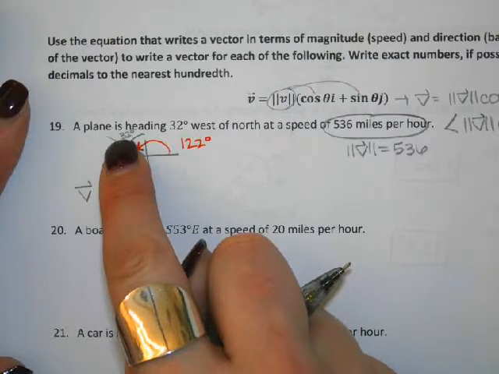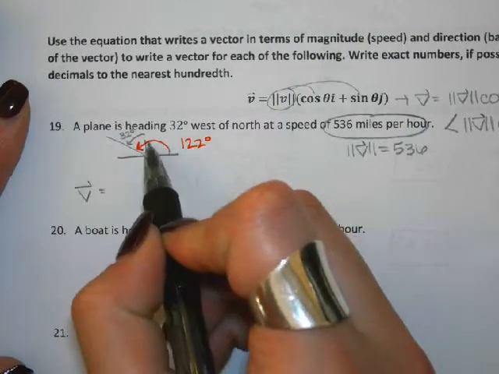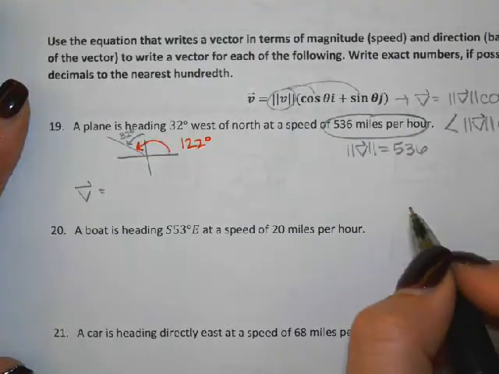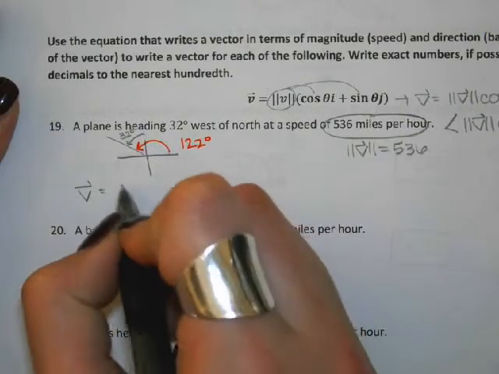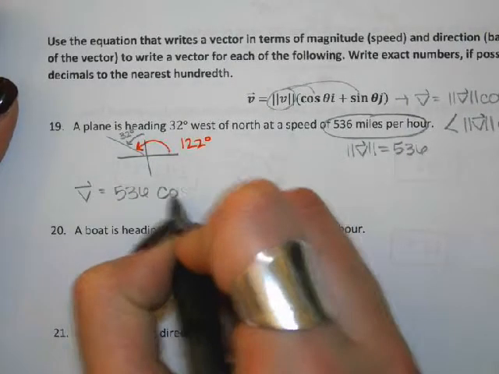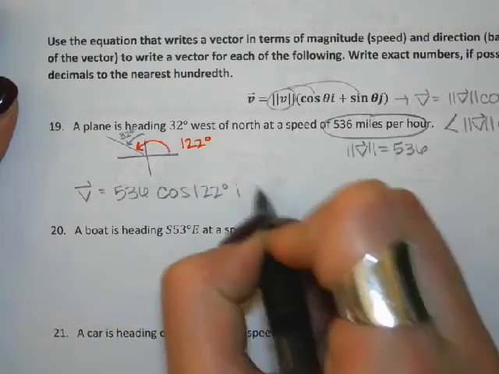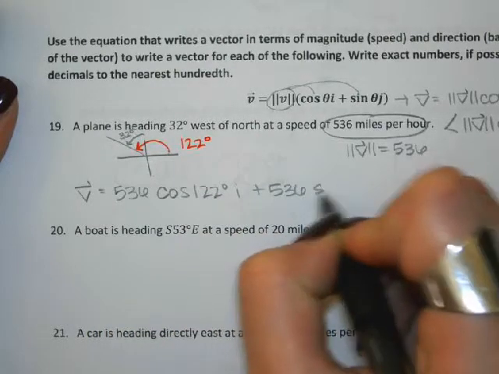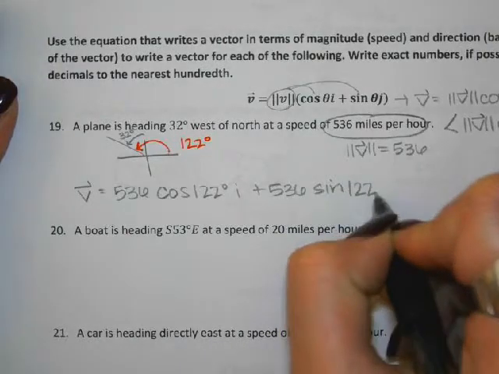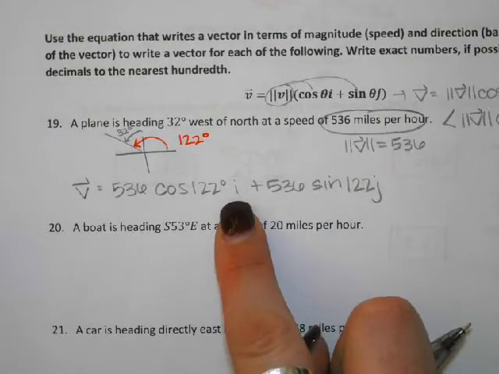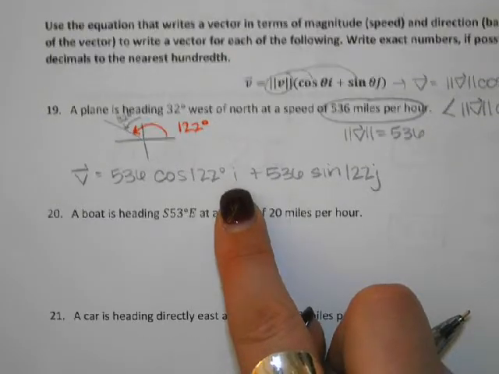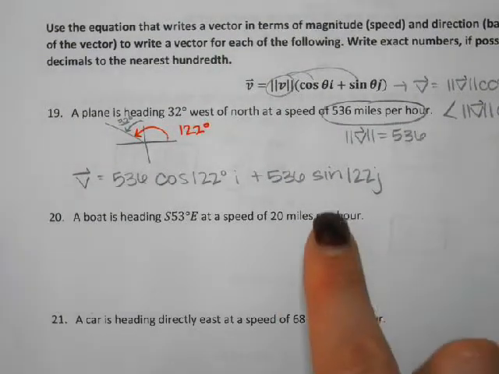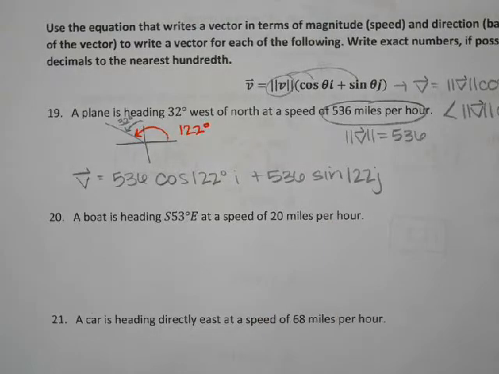So if we want to write the vector, we said that this part right here was 32, so we took 90 for the first quadrant and we added 32. So we would say the magnitude is 536, so 536 times cos of the angle plus 536 times sine of the angle. And you could either put the i's and the j's, or you could put a comma in between and put it in that component form. So whichever way you do it is totally fine. And then that would be the exact answer, because I'm not rounding anything. It's not very pretty, but it's what I have.